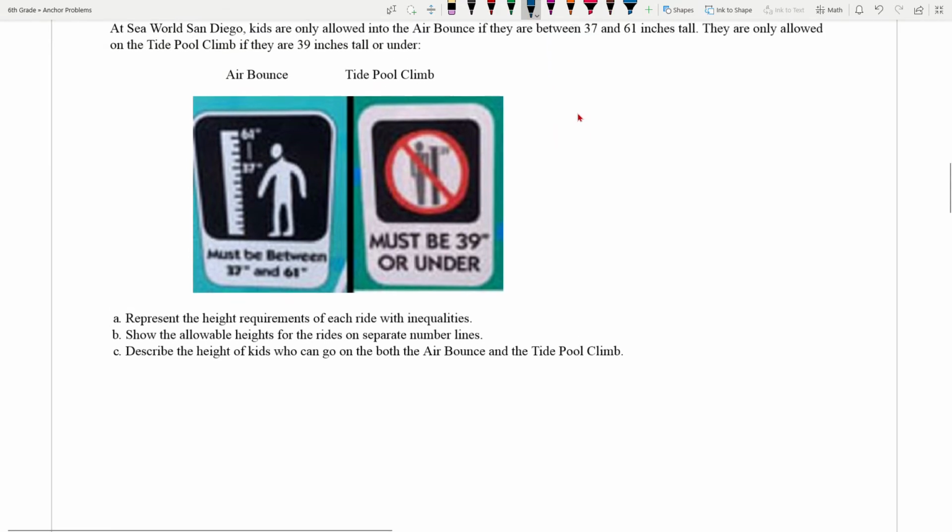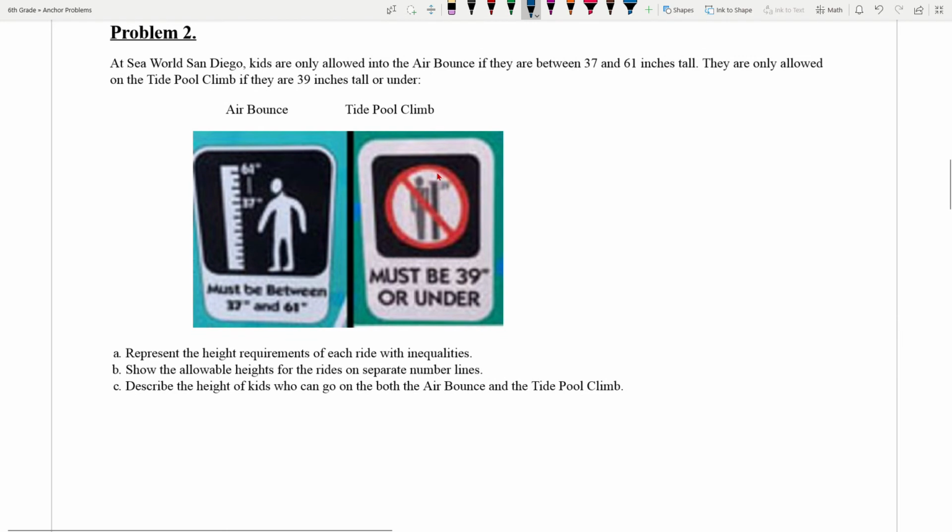For air bounce, it looks like they need to be between 37 and 61. If we abbreviate this AB as air bounce, we think about some numbers. If you're 37 inches tall, are you okay? Yeah. 38, yeah. And all the way up to 60 and 61.